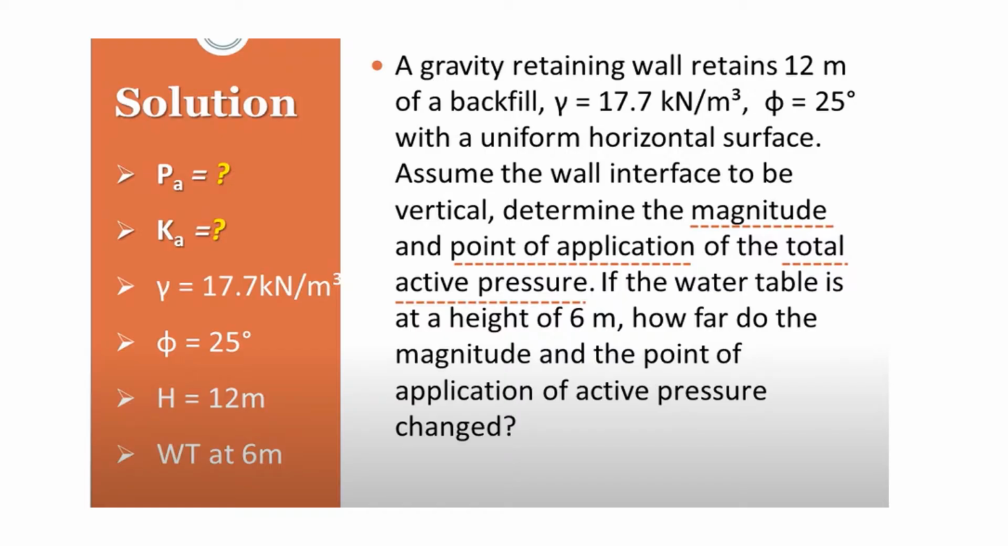So what are all the data given? You are given the bulk unit weight as 17.7 kilonewton per meter cube, angle of internal friction as 25 degree, and height of the retaining wall as 12 meter. And in case the water table is present, that is if you are taking the second case, the water table is located at 6 meter.